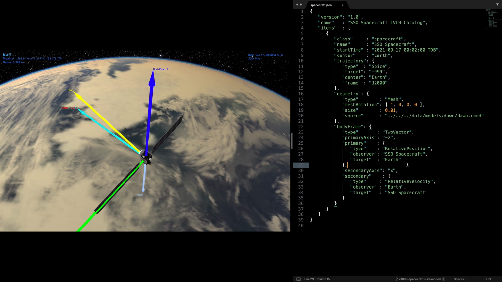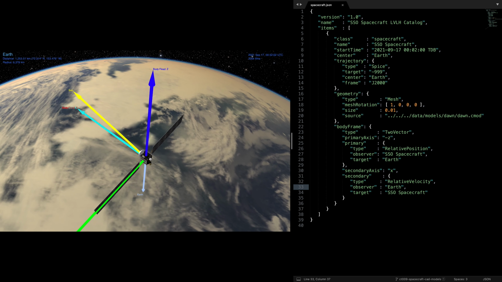But since this orbit is nearly circular, this definition using the spacecraft position and velocity vectors is very close to true LVLH. Here we define the negative z-axis to be pointing from the spacecraft to the Earth, which is the nadir direction, which we can see in the scene where the Earth vector is pointed opposite of the spacecraft positive z-axis. And we define the secondary axis for the x-axis to be pointing in the spacecraft's velocity direction with respect to Earth.